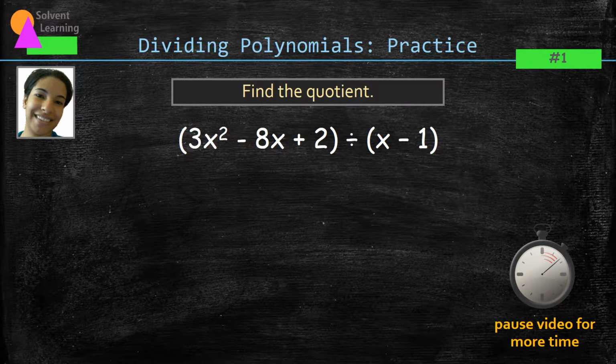So our first problem, we're dividing 3x squared minus 8x plus 2 by x minus 1. You can set this problem up using long division, which you saw an example of in the dividing polynomials video. You can pause the video if you need a little extra time, and then we'll go over the solution together.